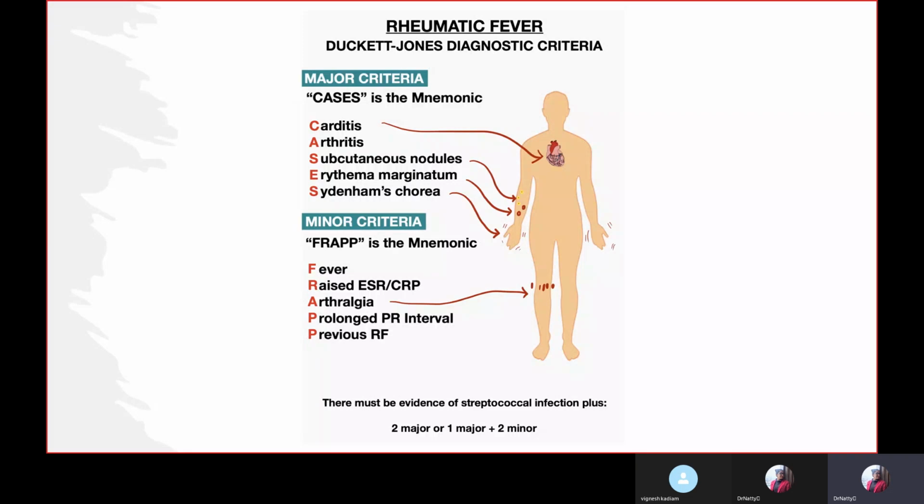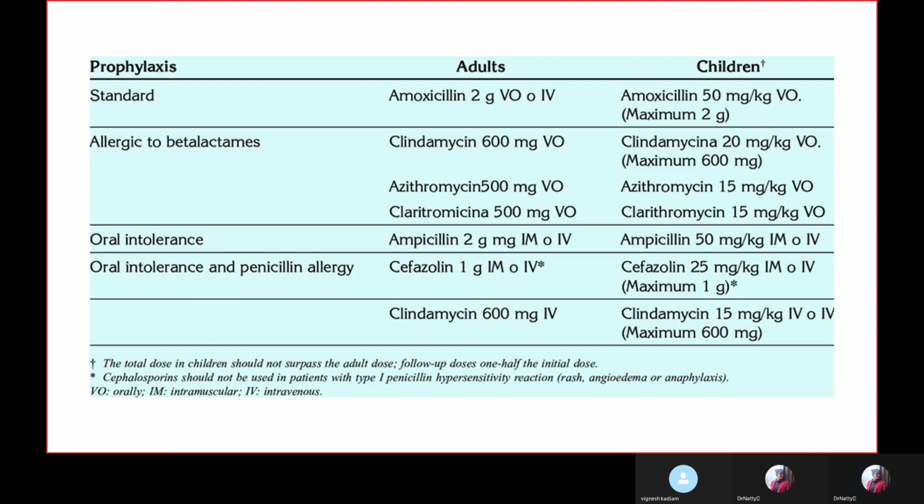And the minor criteria include, FRAP is a mnemonic, which includes fever, raised ESR, arthralgia, prolonged PR interval and previous rheumatic fever history. The patient should be infected with streptococcus infection. Apart from that, any two major criteria, or one major criteria and two minor criteria, gives a diagnosis of rheumatic fever.